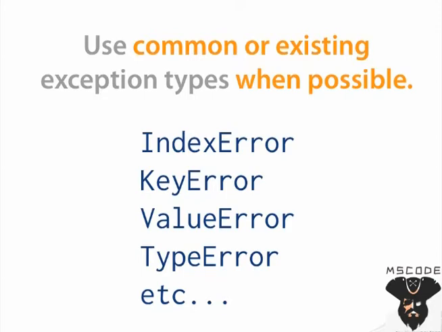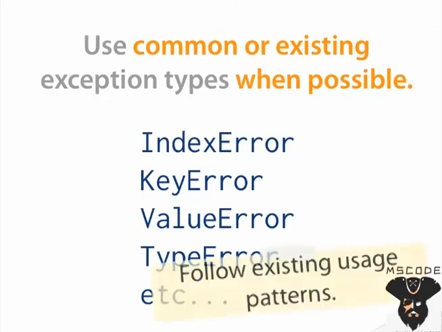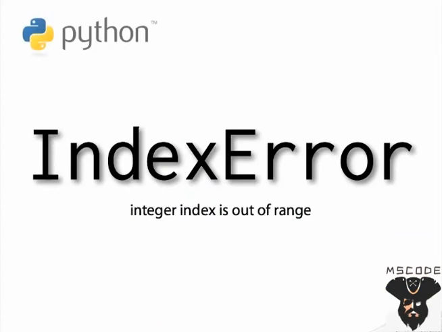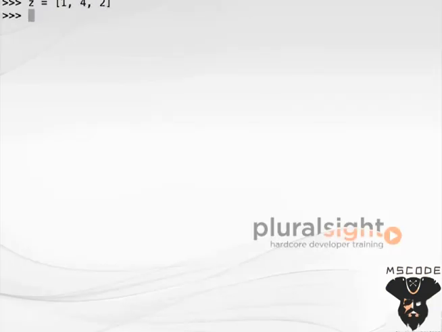For example, suppose you were writing a key-value database. It would be natural to use KeyError to indicate a request for a non-existent key because this is how dictionary works. That is, mapping in Python follows certain patterns, and exceptions are part of that pattern. Let's look at a few common exception types. IndexError is raised when an integer index is out of range. You can see this when you index past the end of a list.